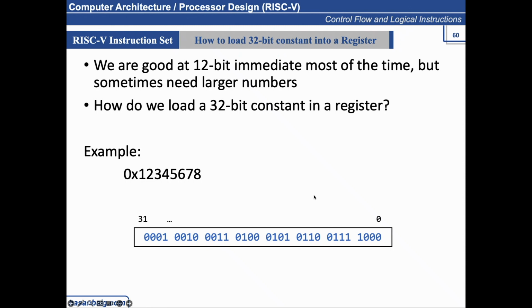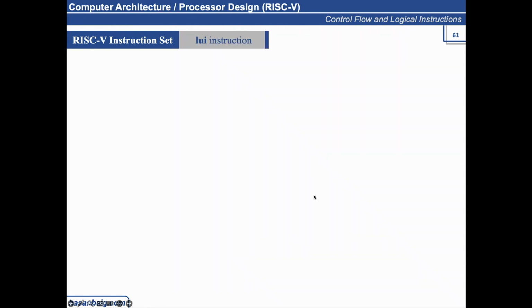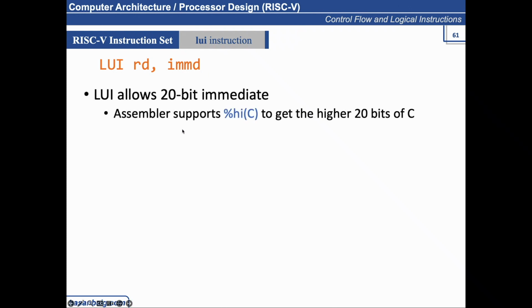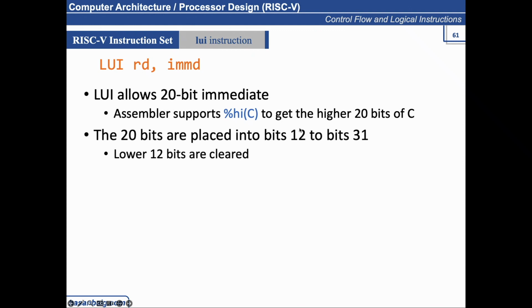So there is a separate instruction which we call LUI, short for load upper immediate. The format is this: LUI rd, imm, where rd corresponds to the destination register and imm corresponds to the immediate value. It loads the upper 20-bit immediate value into a destination register. You're using an assembler in your lab, so you can do the same thing with this format. The 20 bits are placed into bits 12 to 31, and the lower bits are cleared.